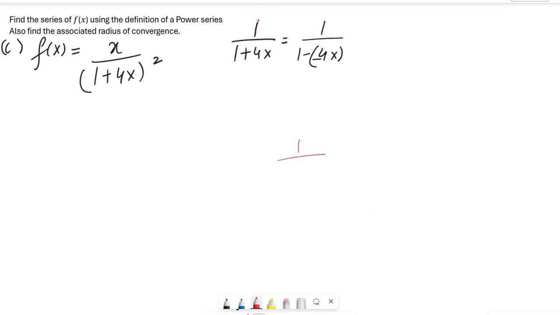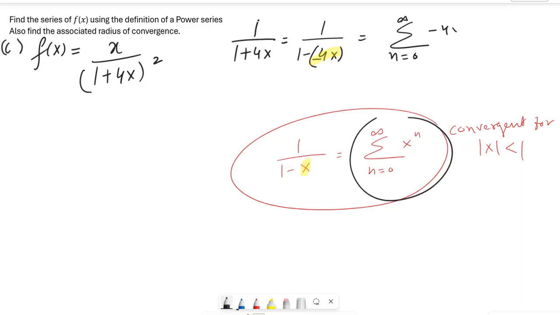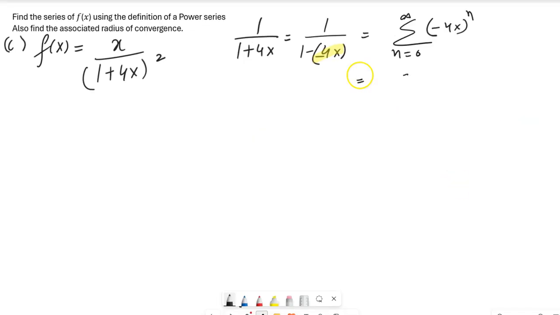And now you can compare with our 1 by 1 minus x, which is the sum n from 0 to infinity of x power n, where absolute value of x is less than 1, convergent for that. Okay, we know that. So in place of x, we have negative 4x. So this can be expanded as the sum n from 0 to infinity using negative 4x power n instead. Okay, let's simplify that. Sum n from 0 to infinity, negative 1 power n, 4 power n times x power n.